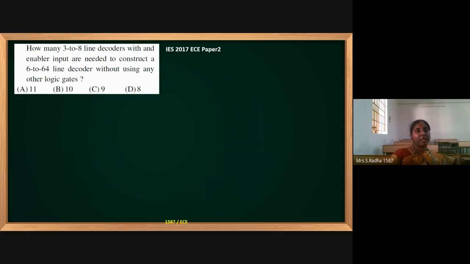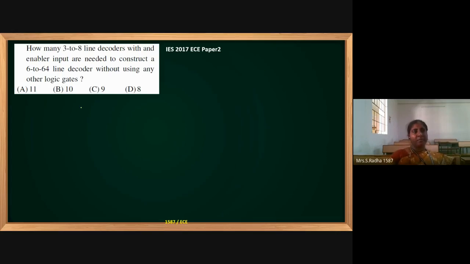How many 3 by 8 line decoders with an enable input are required to construct a 6 by 64 line decoder, without using any logic gates?